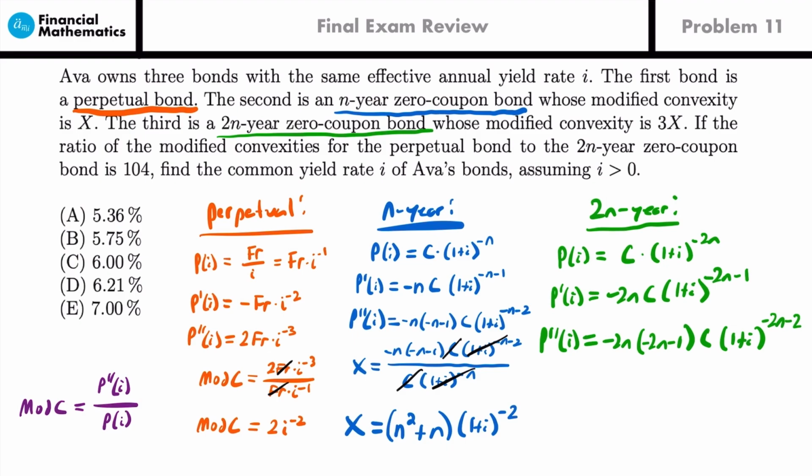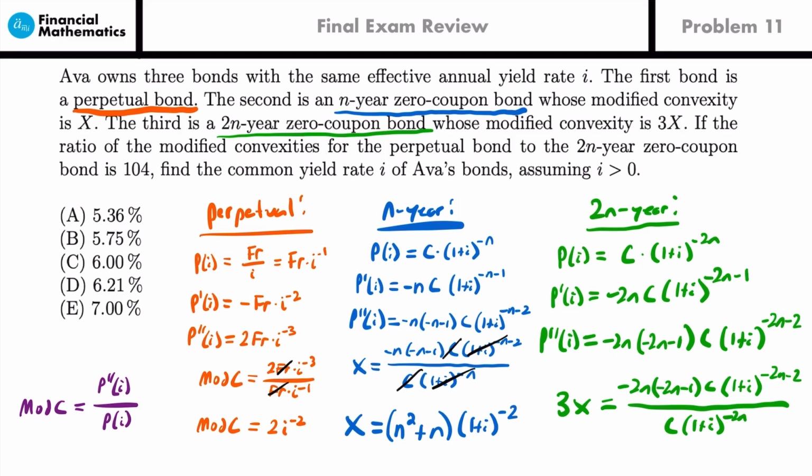Now let's set up the modified convexity. We know that it's equal to 3x for this 2n-year bond. So we'll have 3x equal to the second derivative of the price function divided by the original price function. So we'll have negative 2n times negative 2n minus 1 times C times (1 plus I) to the power of negative 2n minus 2. And then we were dividing by C times (1 plus I) to the power of negative 2n.